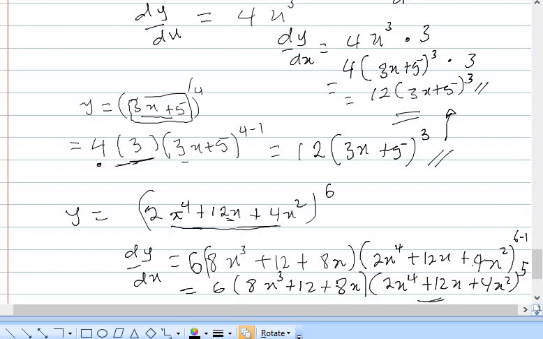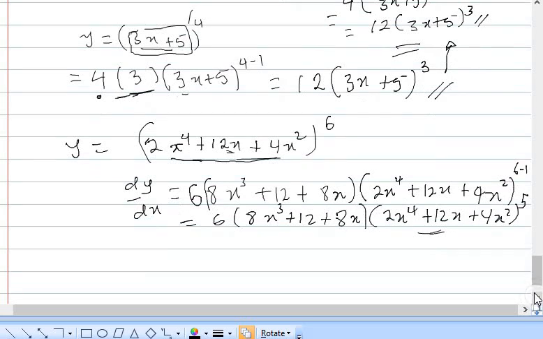This is for the chain rule. We're going to move on to the quotient rule. I think the quotient rule is the last one, so we're going to take the quotient rule.